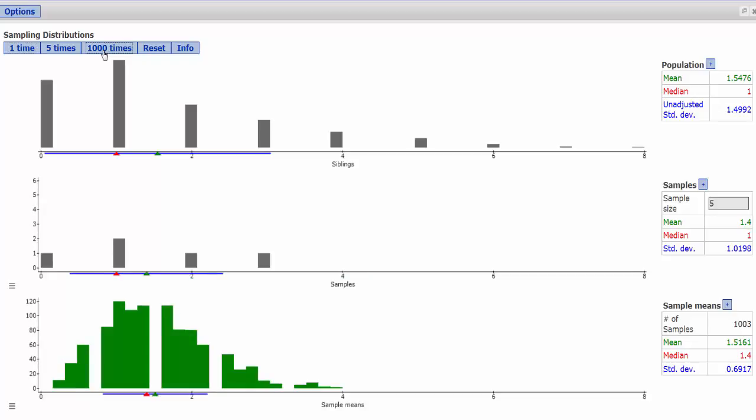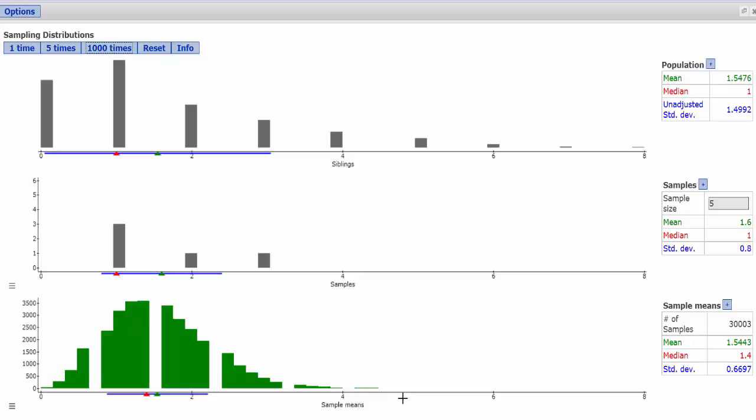Alright, so there's 1,000 samples of size 5, there's another 1,000 samples of size 5, and I can keep going and going and going to really get our distribution of sample means nice and filled in. Alright, so here I've got about 30,000 different samples of size 5, and the means of each of these samples is plotted here.